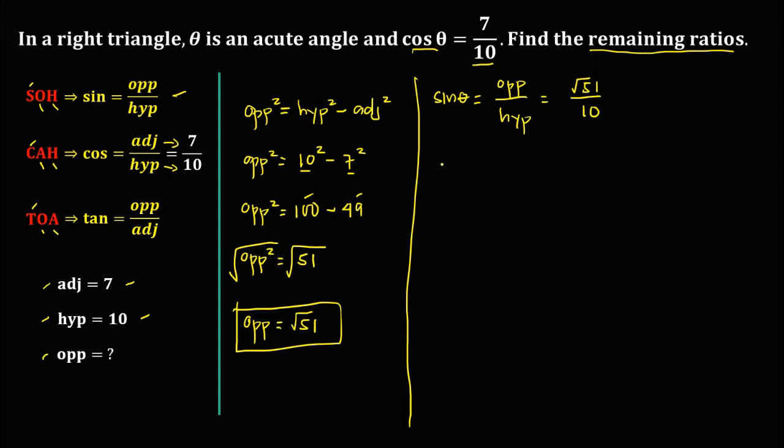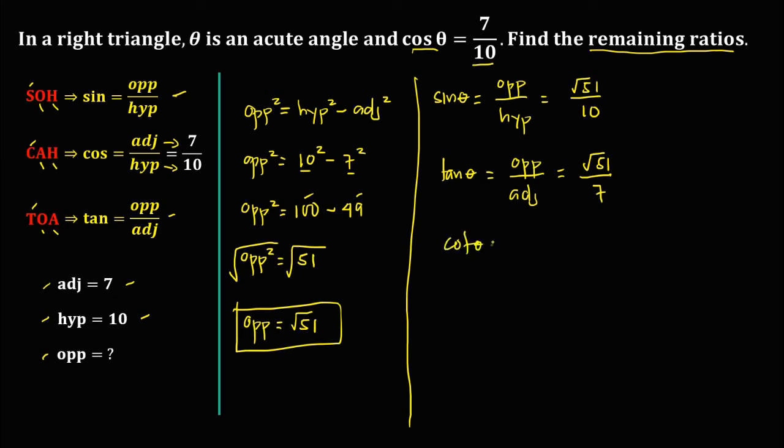Then for tangent, tangent theta is equal to the opposite over the adjacent. So opposite is square root of 51 and the adjacent is 7. So tangent is square root of 51 over 7.